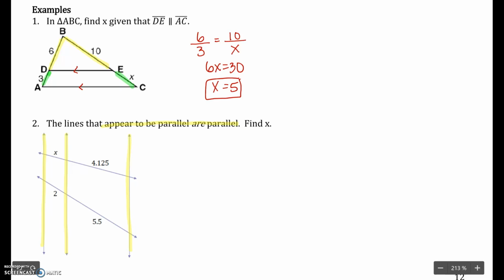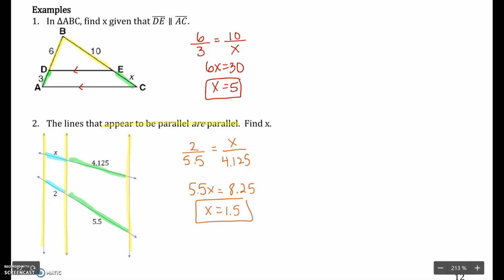And so the pieces that we're talking about are the pieces of the transversals. These would correspond, and these would correspond. So if you almost turn it sideways, your 2 could go over the 5.5, and on the other transversal, the X could go over the 4.125. And then you could cross multiply and solve. So we would get 5.5x equals 8.25, and then when you divide by 5.5 on both sides, you'll get 1.5.